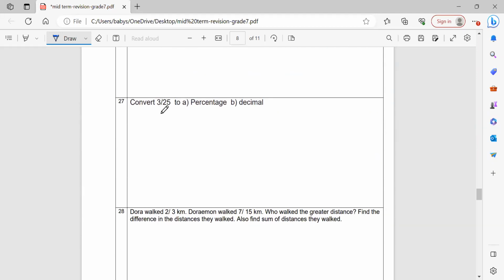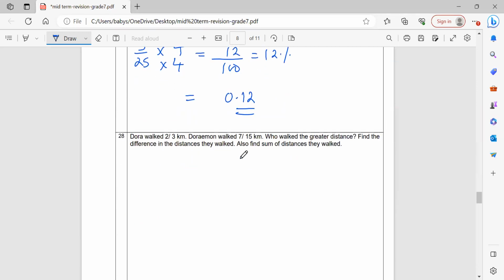Convert 3 by 25 into percentage and decimal. So if you go with the knowledge of factors of 100, I told you 25 fours are 100. 3 into 4 is 12. So it is 12%. And as decimal, it will be 0.12. You are dividing it by 100. So move the decimal point to the left.